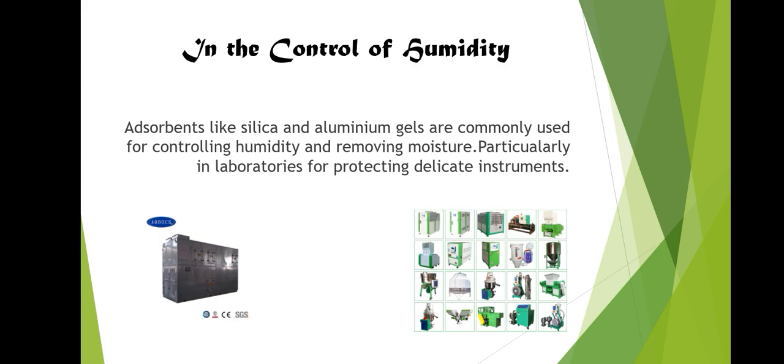So, we can find packets of silica gel or aluminum gel used in libraries. It can be used in museums, and it is used in some electronic devices so that it prevents the spoilage of electronic devices and musical instruments. And we can find it in bottles and some containers, and you can also find silica gel packets used in almirahs to control the humidity so that the clothes will not get spoiled.